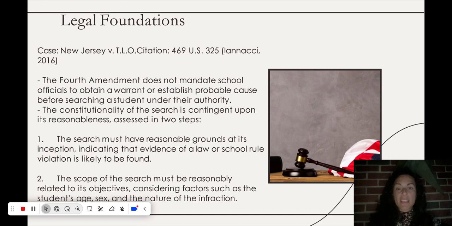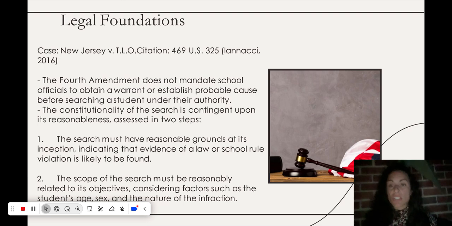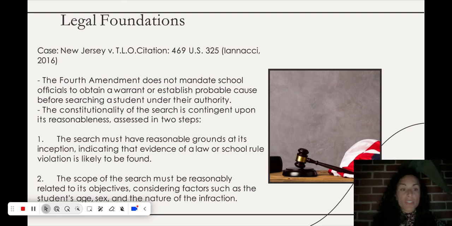This case made it where the Fourth Amendment does not mandate school officials to obtain a warrant or establish probable cause before searching a student under their authority. The constitutionality of the search is contingent upon two things. First of all, the search must have reasonable grounds, indicating that evidence of a law or school rule violation has been found. And the scope of the search must be related to its objectives, considering all the factors such as the student's age, sex, and nature of the infraction.